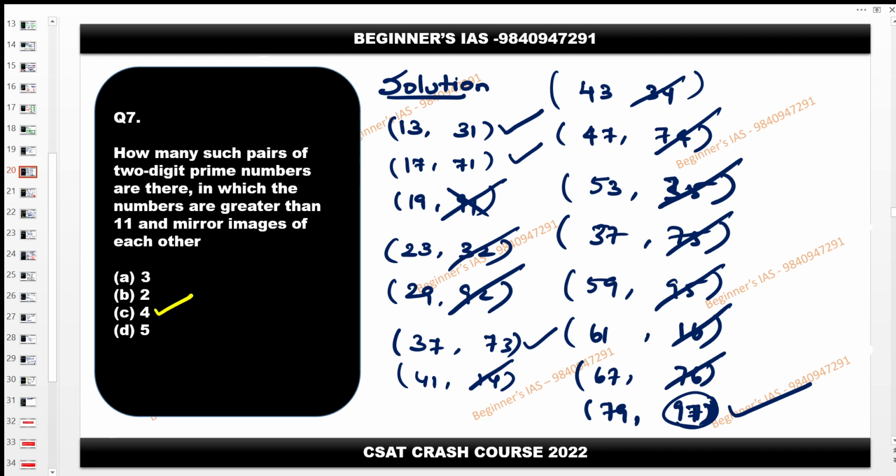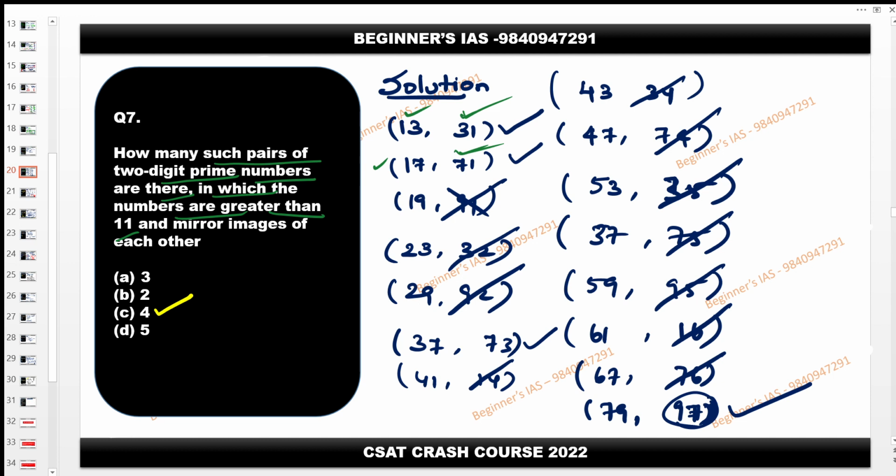How many numbers are there? So let us check here. How many such pairs of 2-digit prime numbers are there in which the numbers are greater than 11? Greater than 11 automatically starts from 13. So if you reverse this 13, that is the mirror image. 17 is a prime number. If you reverse it, the mirror image gives you 71. Since 31 is also a prime number and 17 is also a prime number.